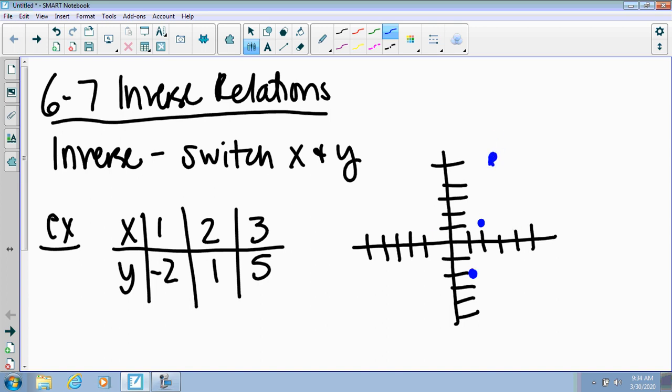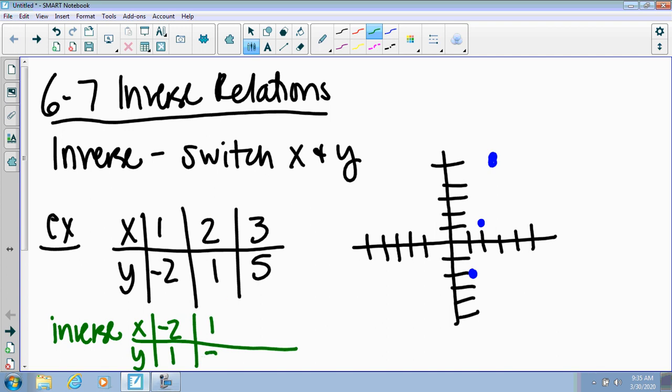So that is my original graph. The original one are these blue dots. Now if I do the inverse, the x's and the y's get switched. So now my ordered pair, instead of being 1, -2, will be -2, 1. Instead of being 2, 1, it'll be 1, 2. Instead of 3, 5, it will be 5, 3. So I'll plot that one in green, and I'll make a triangle just so you can see a little better. So that is -2, 1. Then 1, 2. And then 5, 3.